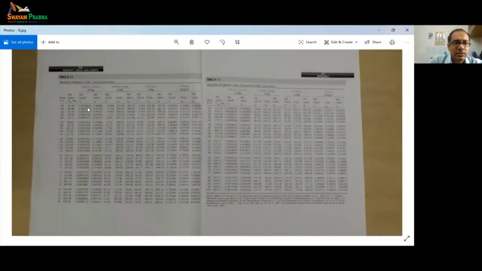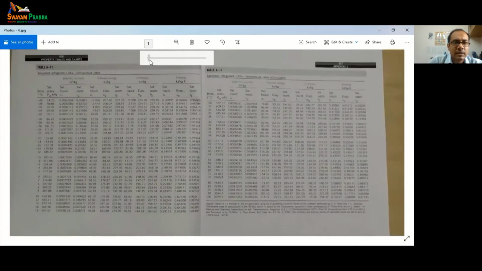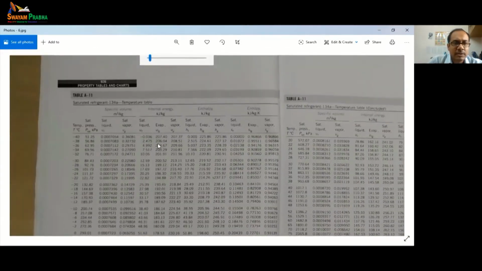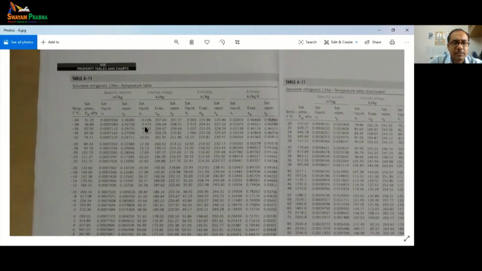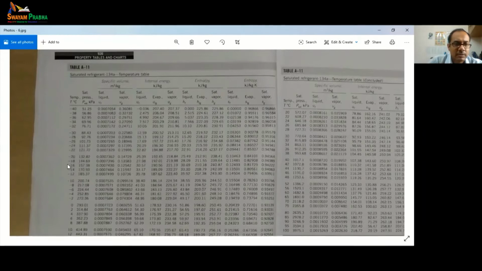So this table A11, okay, what table is that? It is the table for saturated R134A and it's a temperature table. Temperature table, why do you say? Because if you look at the first column, it is the temperature column. That's why we call it temperature table. And if the first column is pressure, we call it pressure table.